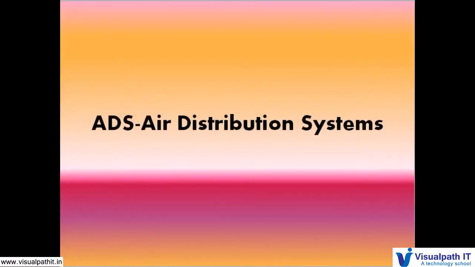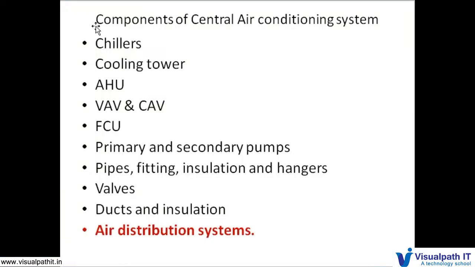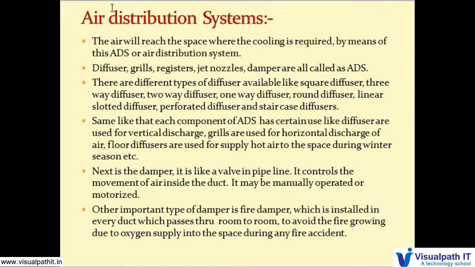Air distribution system. This is in continuation to our components of central air conditioning system: chillers, cooling towers, AHUs, VAV and CAV, FCUs, pumps, pipes and fittings, valves, and previously we had seen ducts and insulation. Now it's time for us to know the air distribution system. What is air distribution system? By using this air distribution system, the air will reach the space where the cooling is required.